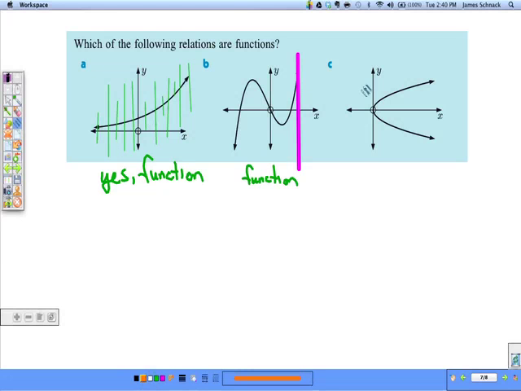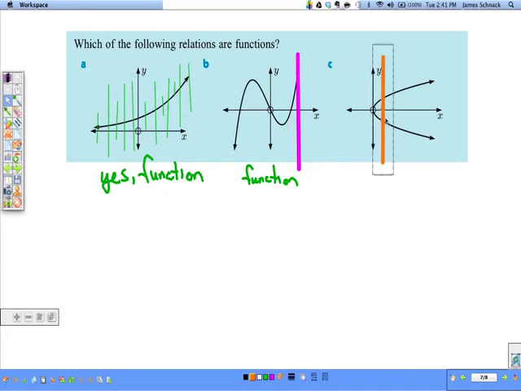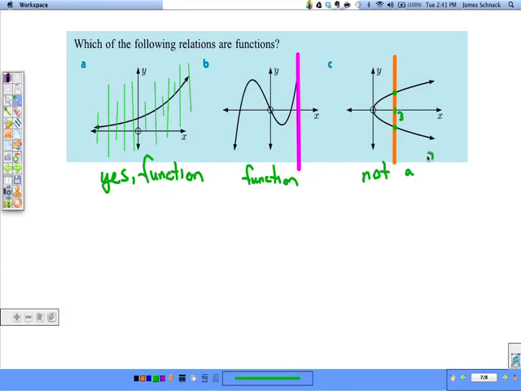But if we take this last one, and I draw a vertical line, it's not hitting more than once right here. Right there it hits the graph once, but as soon as I come over here, notice that this value of x, let's call it 3. For x equals 3, there's two places. There's two outputs, one positive, one negative, that go with x equals 3. This is not a function.